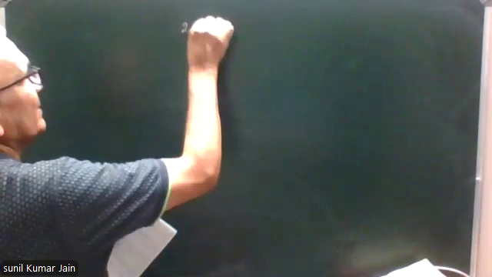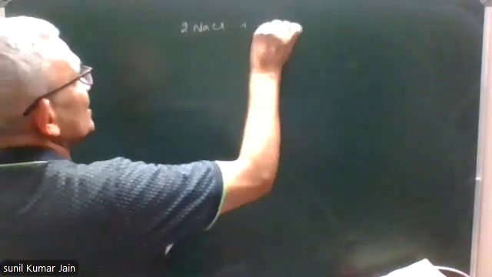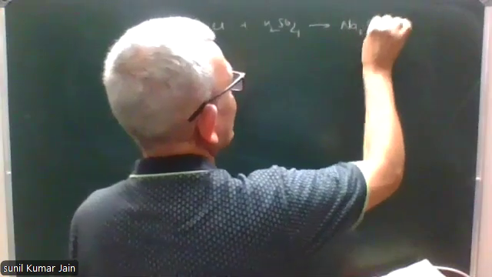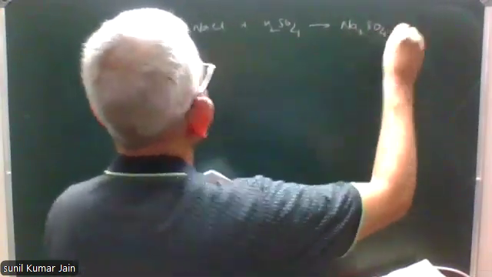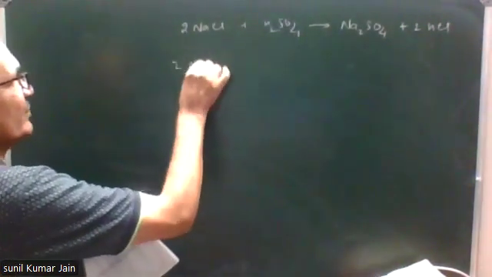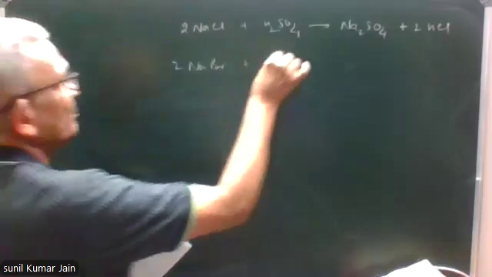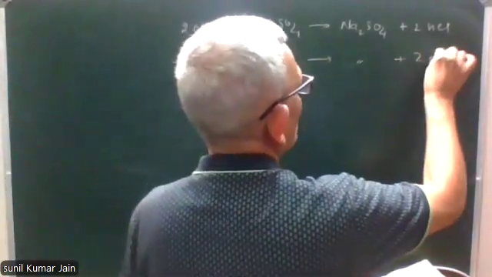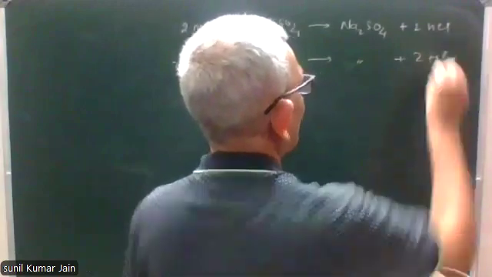2 NaCl plus sulfuric acid gives sodium sulfate plus 2 HCl. Second equation, 2 NaBr plus sulfuric acid gives sodium sulfate plus 2 HBr.